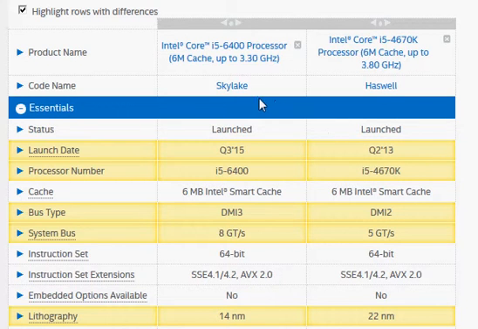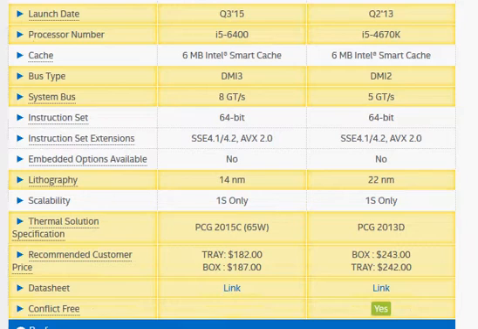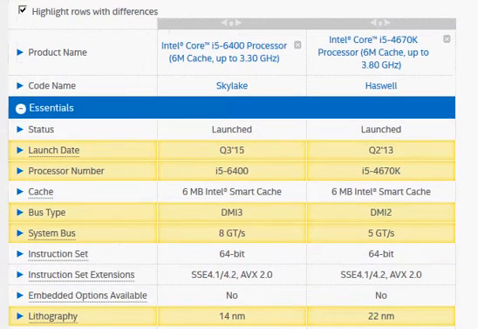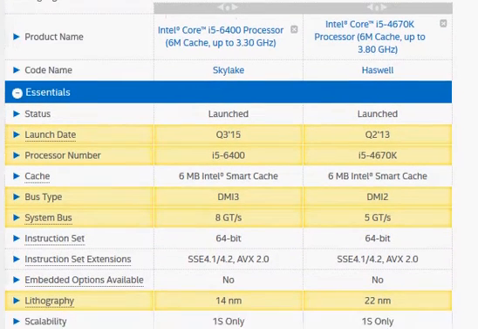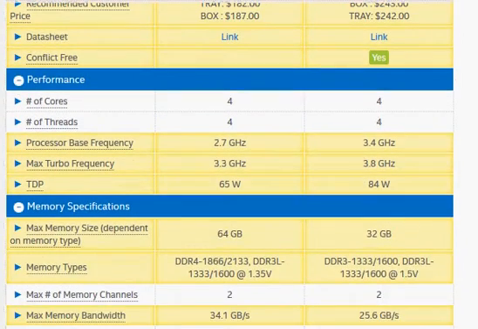This time we are going to compare the newer Skylake i5-6400 with the Haswell's i5. It's an overclockable i5, the 4670K. That's a 2-year-old processor, but it's still looking good and comparing very favorably compared to the other processors from Intel.